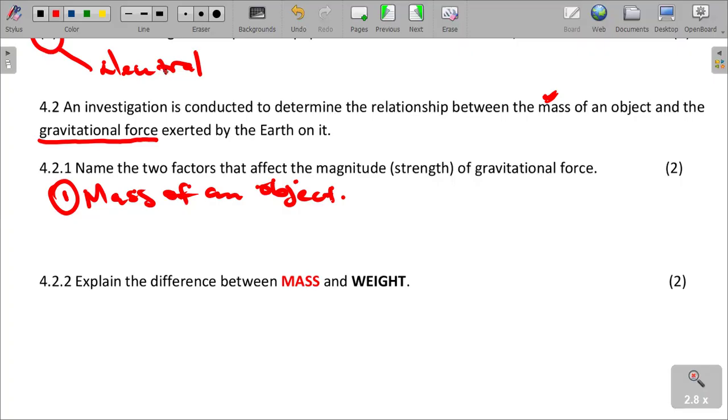And then we can also talk about the distance between the two objects. Distance can also be another factor. Distance also affects the strength of gravitational force. So we are saying the distance between the centers of the two objects.